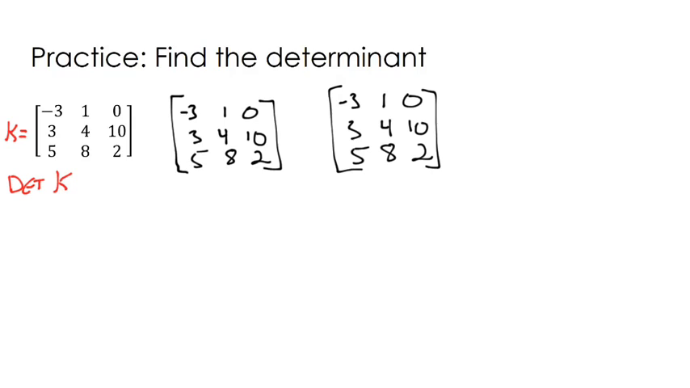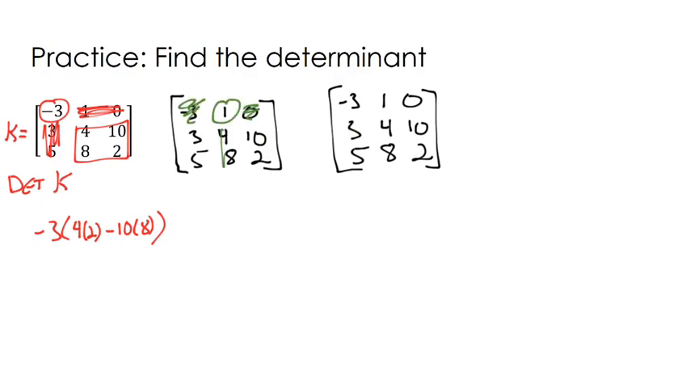To start, I'm going to take this first value, my negative 3. I'm going to multiply it by the determinant of the values that are not in its row or column. So it's going to be 4 times 2 minus 10 times 8. Then I'm going to move on and do the same thing. I copied the matrix over a couple more times. I'm going to cross out the values in its row and column. And remember, now we're going to subtract 1 times the determinant of these. So that's going to be 3 times 2 minus 10 times 5.